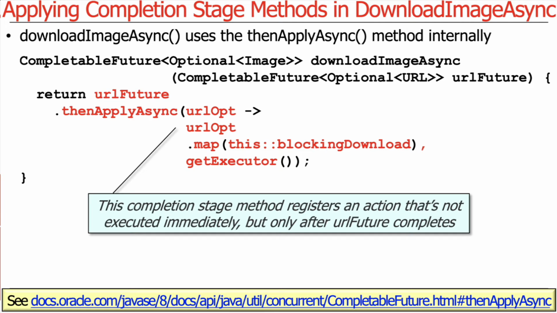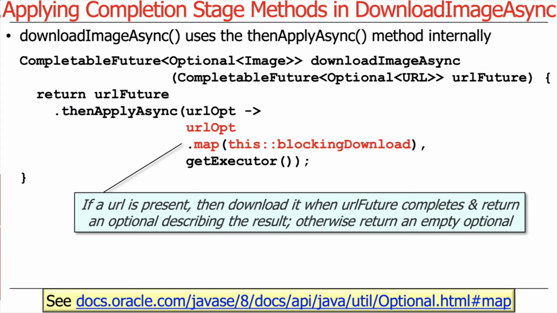And this goes ahead and registers this action that will be executed when the future completes. So this will not be called right away. It'll only be called when URL future completes, at which point this action will be called. And of course, it'll be called in the common fork join pool because that's the executor that we're passing in here. Now, here's where things get really interesting. Remember, we've got optionals here. So it may be the case we don't have to download anything because if it's an empty optional to a URL, then we're just going to ignore it. Well, how do we make this work?